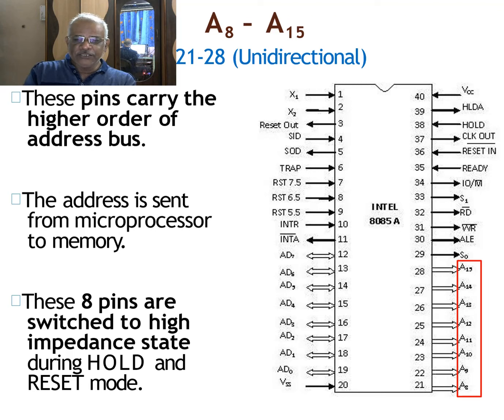Whereas for the pins from 12 to 19, you will see that the arrows are bidirectional. Means data can move towards the microprocessor, and the address is going outside the microprocessor. Also data can move outside the microprocessor. Therefore, the pins from 12 to 19 are shown as bidirectional, and pins from A8 to A15 are shown as unidirectional pins.